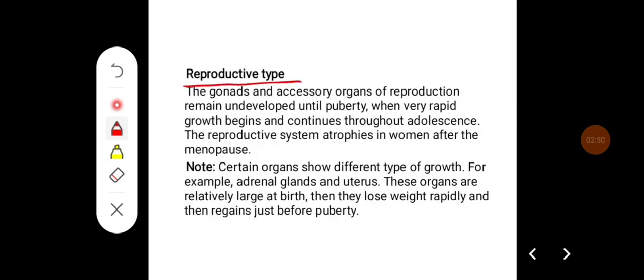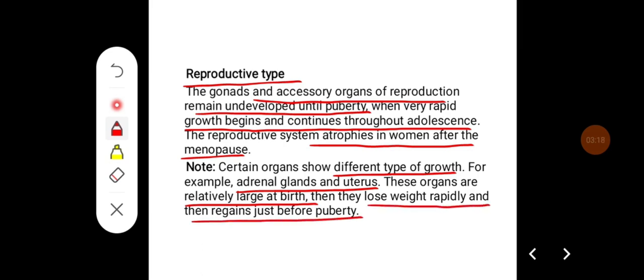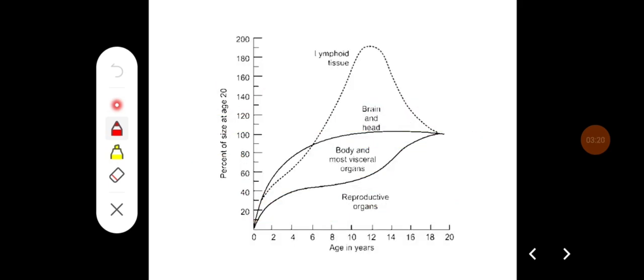Reproductive pattern of growth. The gonads and accessory organs of reproduction remain underdeveloped until puberty, when very rapid growth begins and continues throughout adolescence. The reproductive system atrophies in women after menopause. Note that certain organs show a different type of growth, for example adrenal glands and uterus. These organs are relatively large at birth, then they lose weight rapidly and then regain their weight just before puberty.